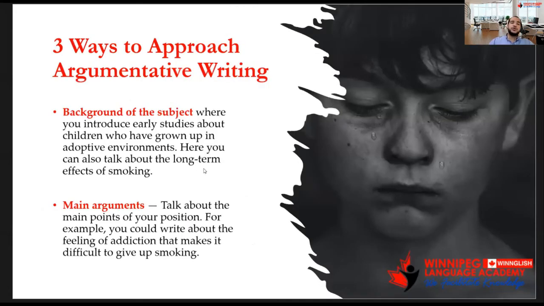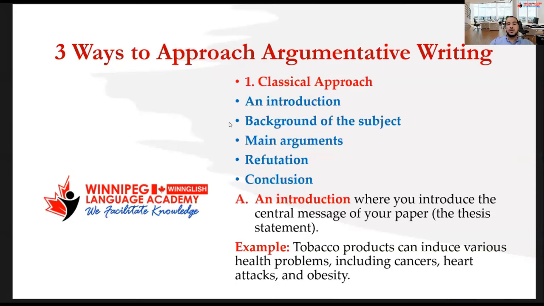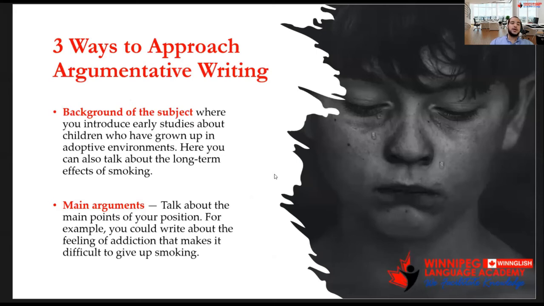Now you move to a different paragraph where you have background on the topic itself. So if you could see 1, 2, 3, 4, 5, you have like 5 paragraphs. Here you mention background of the subject itself, where you introduce early studies about the effects of tobacco on people. And here you need to be unbiased. So you just mention what happened. So in this year they found this and that. In this year they found this and that.